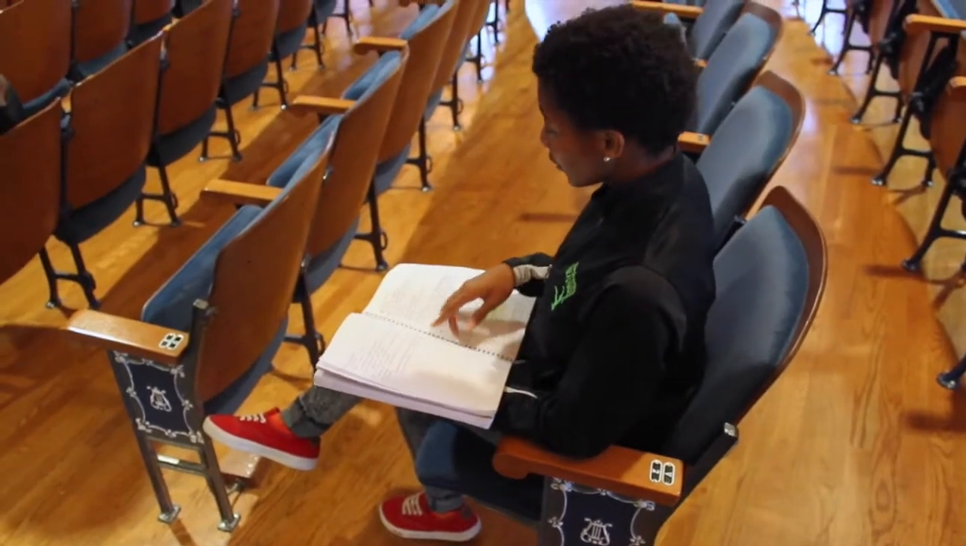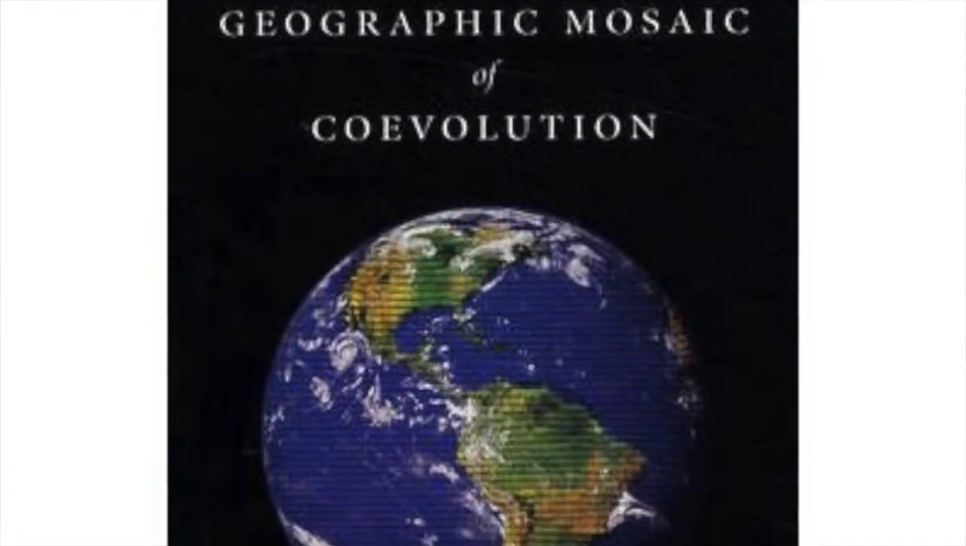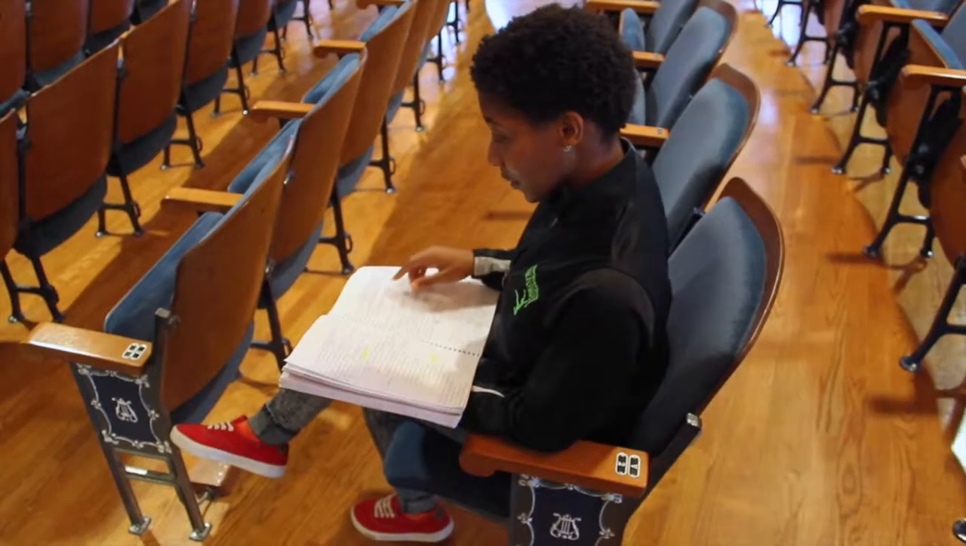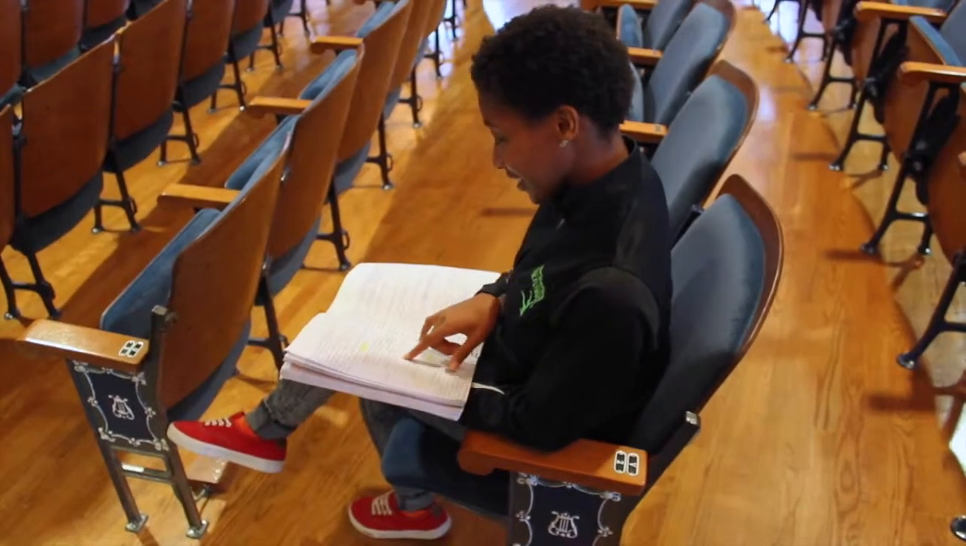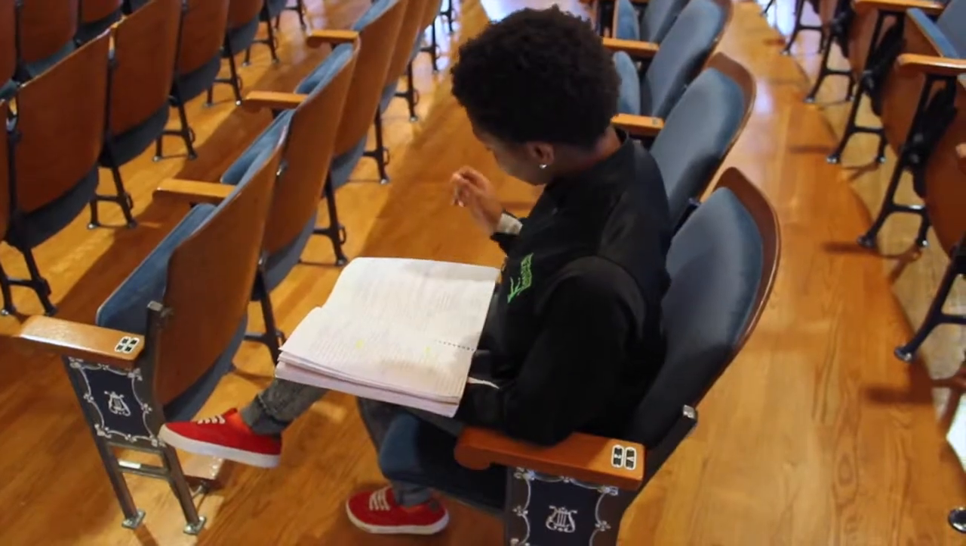There are many authors that have taken on the task of writing books about coevolution. For example, The Geographic Mosaic of Coevolution by John N. Thompson. This book analyzed how species provide resources for long-term coevolution. It also discovered that the coevolutionary process has something to do with the changing of the Earth's landscapes.